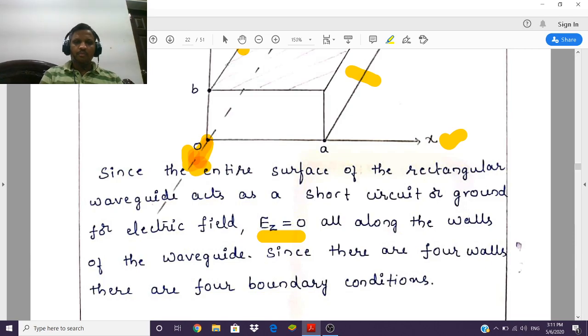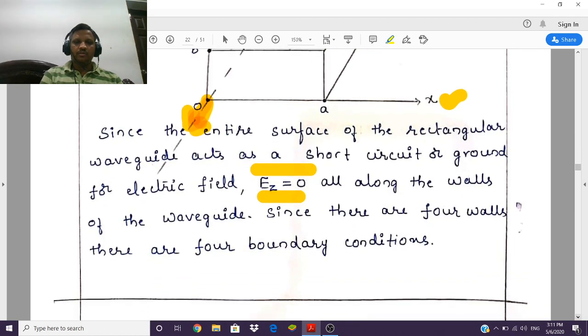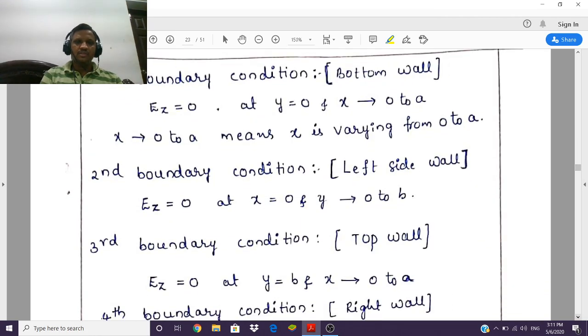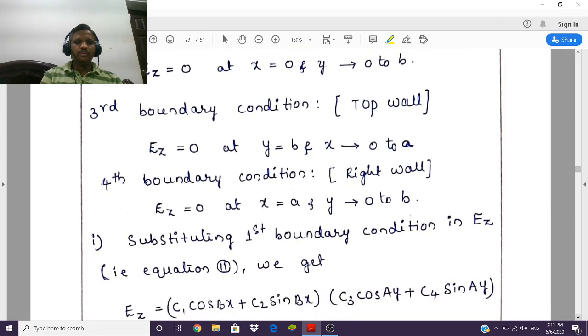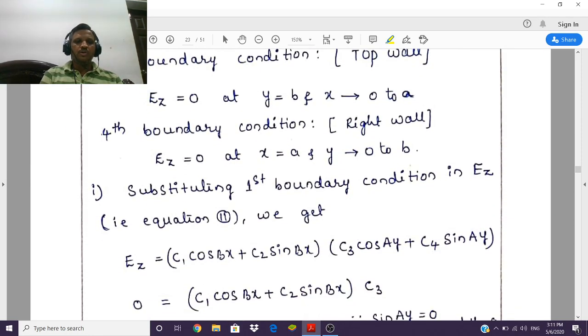This is the basic condition that we have to take while applying these boundary conditions, and to eliminate C1, C2, C3, C4 we need to go for that. The expression for Ez, which is shown here, as we already know, is (C1 cos Bx + C2 sin Bx) times (C3 cos Ay + C4 sin Ay).